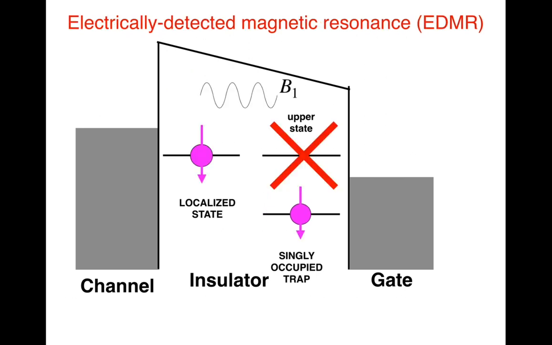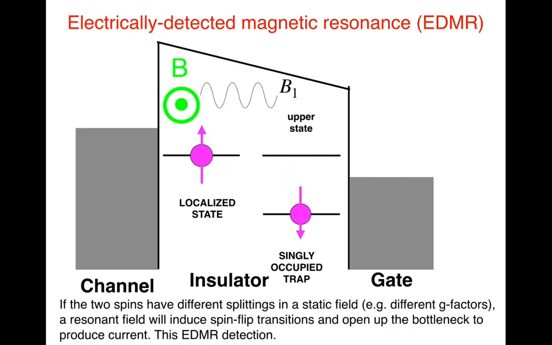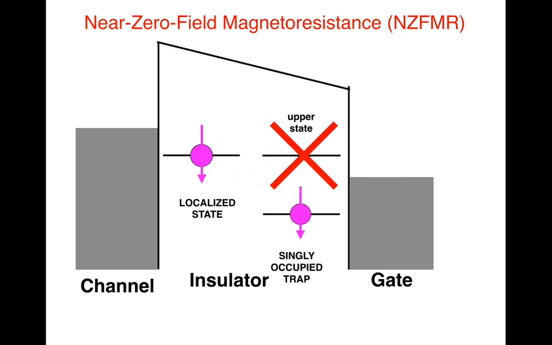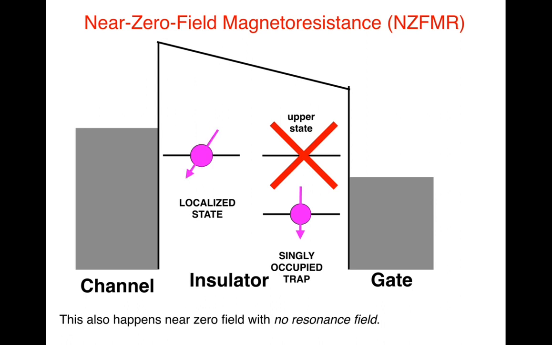Okay, so now, sorry, went backwards there. All right, so now let's look at this effect of near zero field magnetoresistance, which does not have this alternating field at all. So let's say we're in this state, right? We're blocked, okay? However, we can still alleviate this bottleneck through spin transitions, and these occur even at zero field. Okay, so no resonance field.